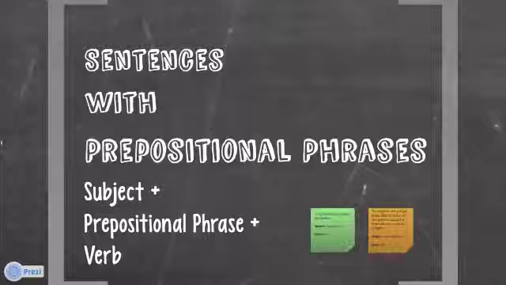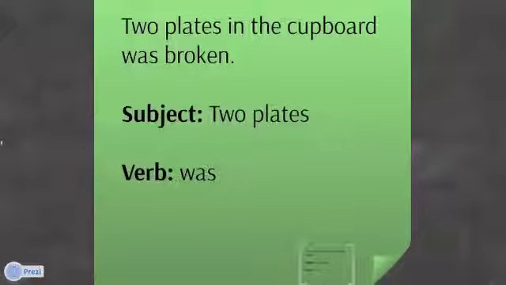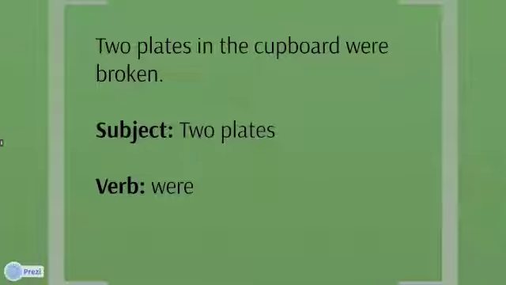Sentences with prepositional phrases. In these sentences, a prepositional phrase comes between the subject and the verb. An example of the sentence would be, "2 plates in the cupboard was broken." This sentence is incorrect. The verb was agrees with the noun cupboard instead of agreeing with the noun and the subject, which is 2 plates. The sentence should read, "2 plates in the cupboard were broken."